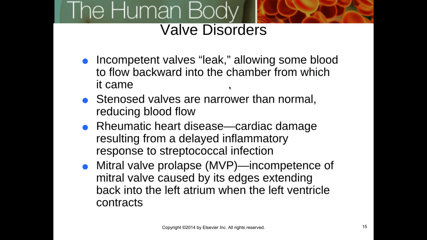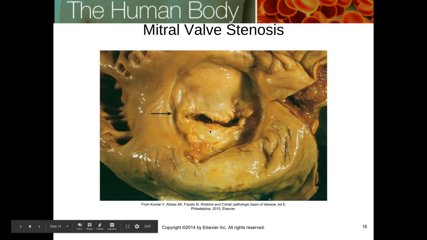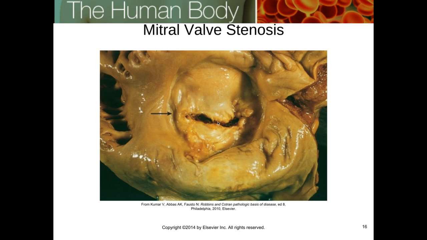Let's see. Valve disorders. There are some issues with that. Valves can become leaky, not shut all the way. You could be born like that, or get rheumatic heart disease when you're a kid and cause bad things to happen to your heart valves. Sometimes they even replace your heart valves with a pig heart valve. But it's cool. It still works. Mitral valve prolapse is the incompetence of a mitral valve caused by its edges extending back into the left atrium when the ventricle contracts. Basically, the valve is not preventing backflow of blood like it should, and it causes issues.